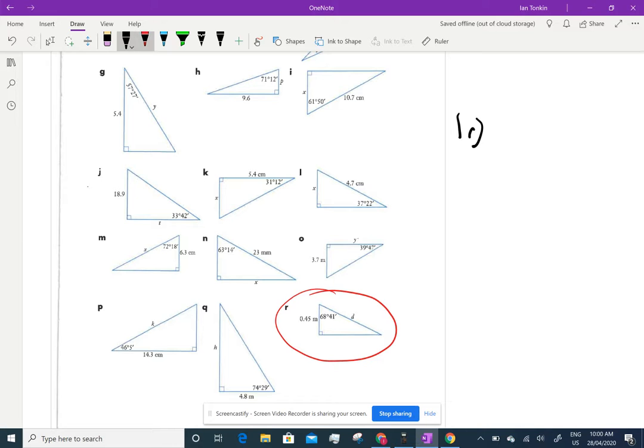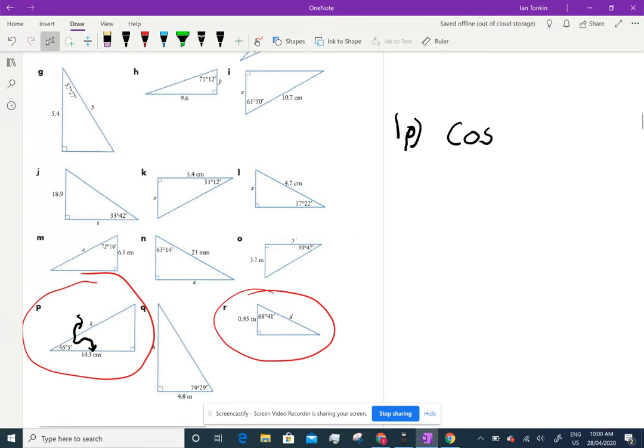Actually, I'm going to do P, because R is going to be sine, and I want to do one that's not sine. So I'm going to do P. Now, when I do this one, I pick the right ratio. I've already given you a hint. It's not sine. What could it be? Well, I've got the adjacent side, and I have the hypotenuse. So cosine. A lot of people say cos.